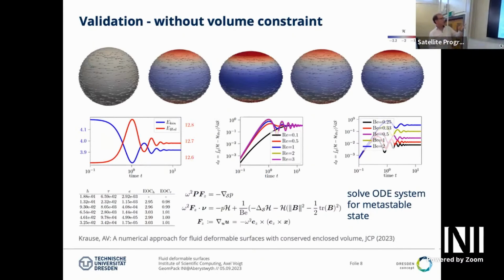And so we can compare this, assuming axial symmetry, and we end up with a system of ODEs for this state, and can compare. And the nice thing is we can do a convergence study and find the same convergence orders we analyzed for our Stokes problem on the stationary surface. So it's assumed to be the optimal order we get.